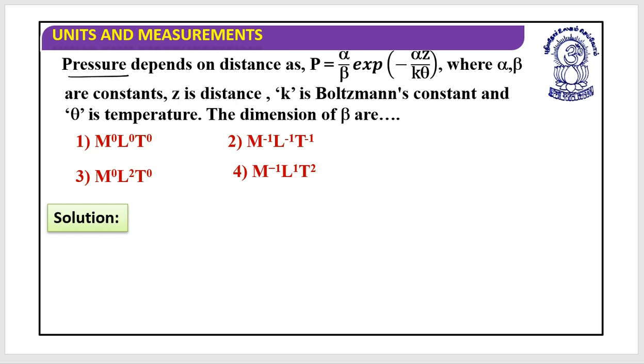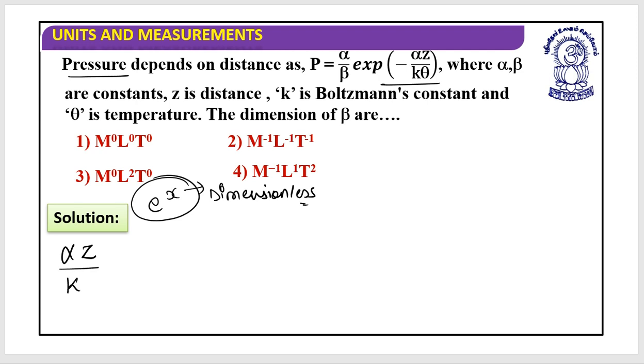Can you do this? Okay, great. So let's look at how we can do it. We know that the power of the exponential is always dimensionless. So this is its power, exponential. So alpha into z divided by k theta should be equal to 1. So I can write that alpha into z should be equal to k theta.